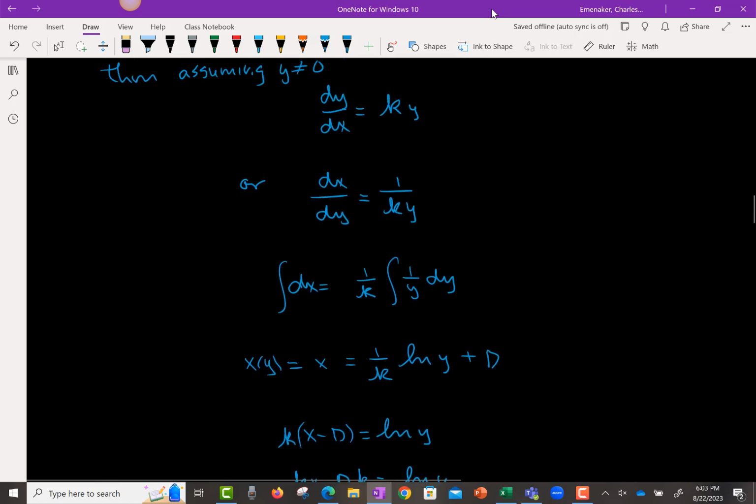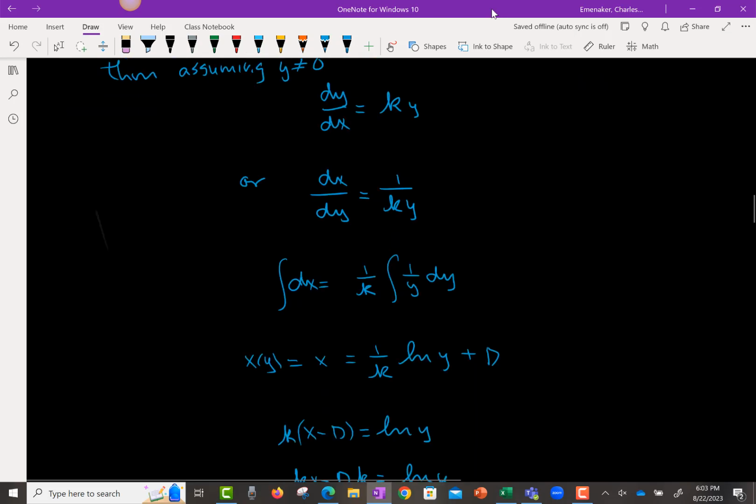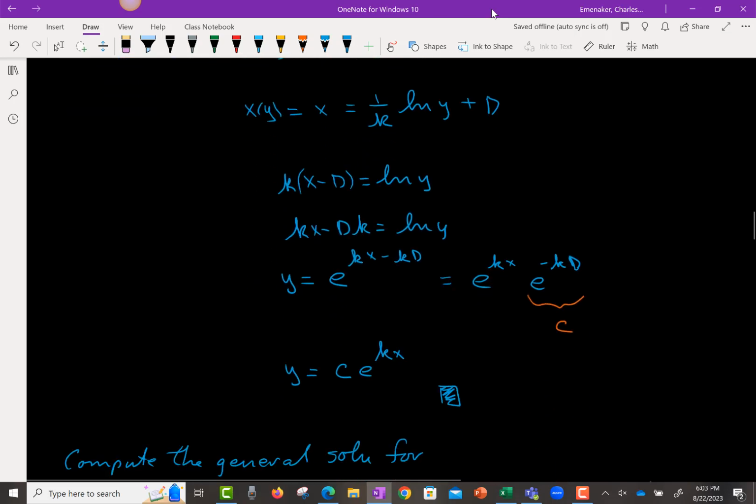Okay, if you'll recall, somewhere up here, here we go. We had said the solution to this particular differential equation is going to be c e to the kx. Didn't really derive it at that point, but now you've seen the derivation of that solution.